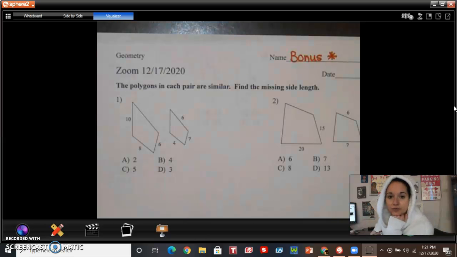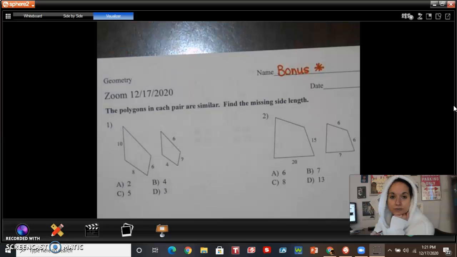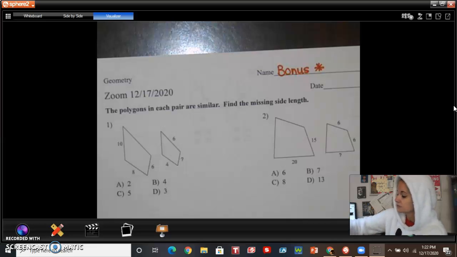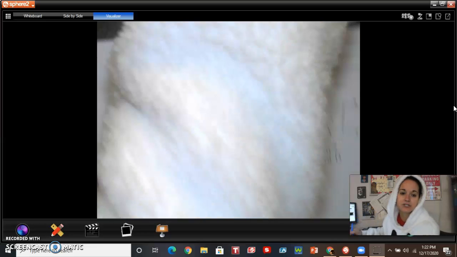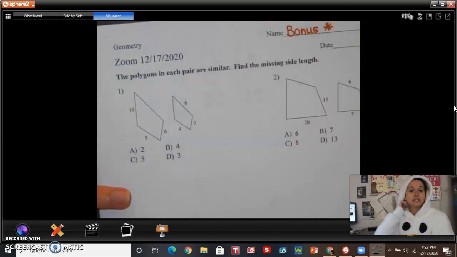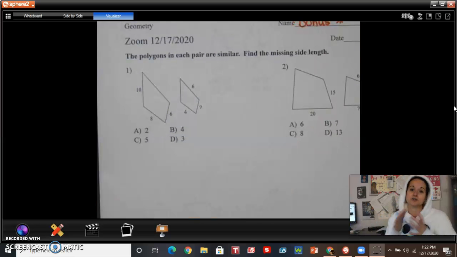So, continuing on with section 6.3, where we've been talking about similar polygons and being able to use similarity. Like our Zoom on Monday, we talked about identifying if something is similar and finding the scale factor if they are similar. Now we're going to use similarity to find missing side lengths and then use similarity with algebra. The important thing when using similarity to find a missing side is identifying the sides that are corresponding.